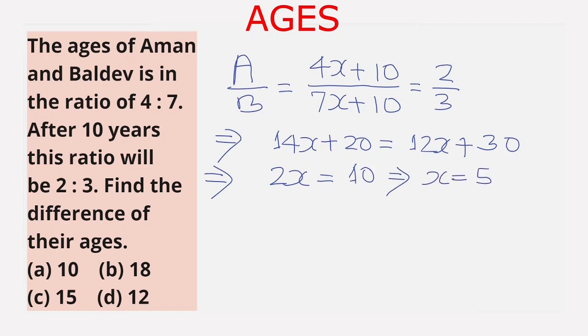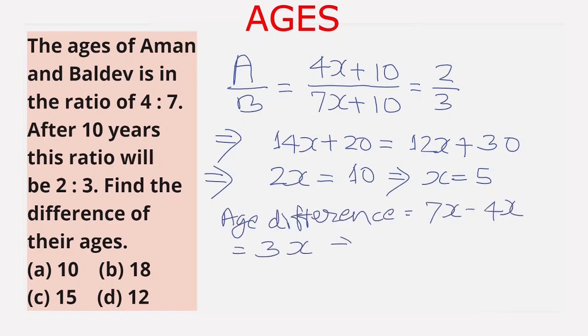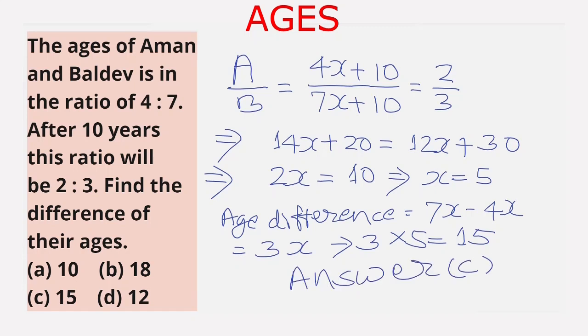Now the age difference between Aman and Baldev is 7x minus 4x, which is 3x. So by putting the value of x, we get 3 multiplied by 5 equal to 15 years. Thus the age difference between Aman and Baldev is 15 years. And from the given options, our answer is option C, 15 years. Now we solve this question by shortcut method. So I erase this solution and we solve it by shortcut method.